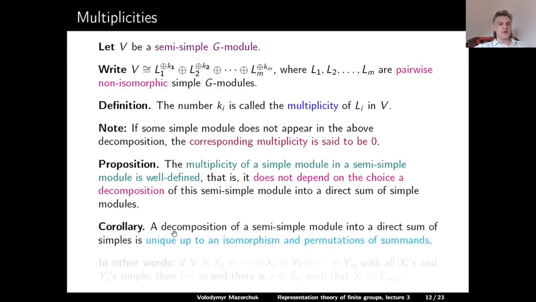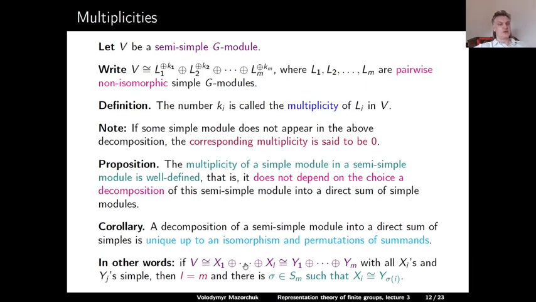So from this proposition, it follows that a decomposition of a semi-simple module into a direct sum of simple modules is unique up to an isomorphism and permutation of summands. So in other words, if we have two such decompositions, so we write V as a direct sum of simples x1, x2, and so on xl, and as a direct sum of simples y1, y2, and so on ym, then l is equal to m, and there is a permutation sigma in Sm such that xi is isomorphic to y sigma of i. So this is the explicit version of this uniqueness statement.